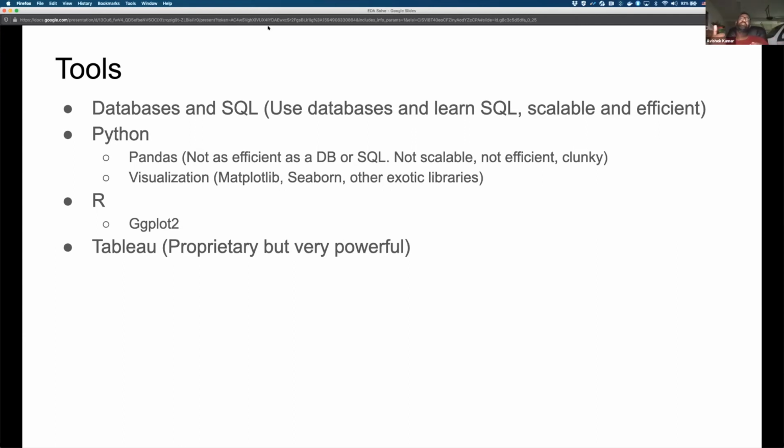So if you're a student, you can get an educational license for Tableau. Otherwise you have to pay for it.